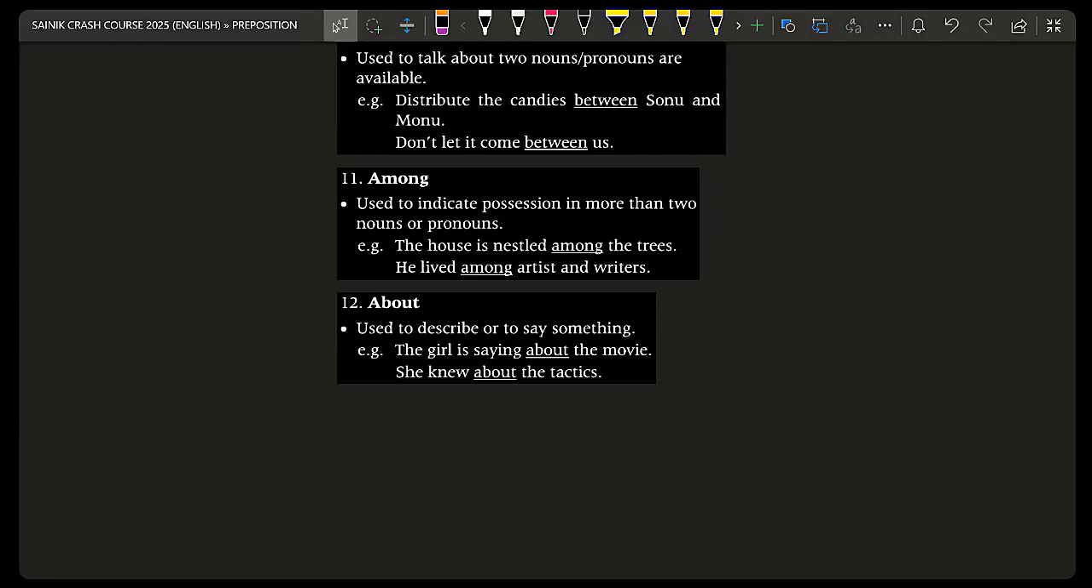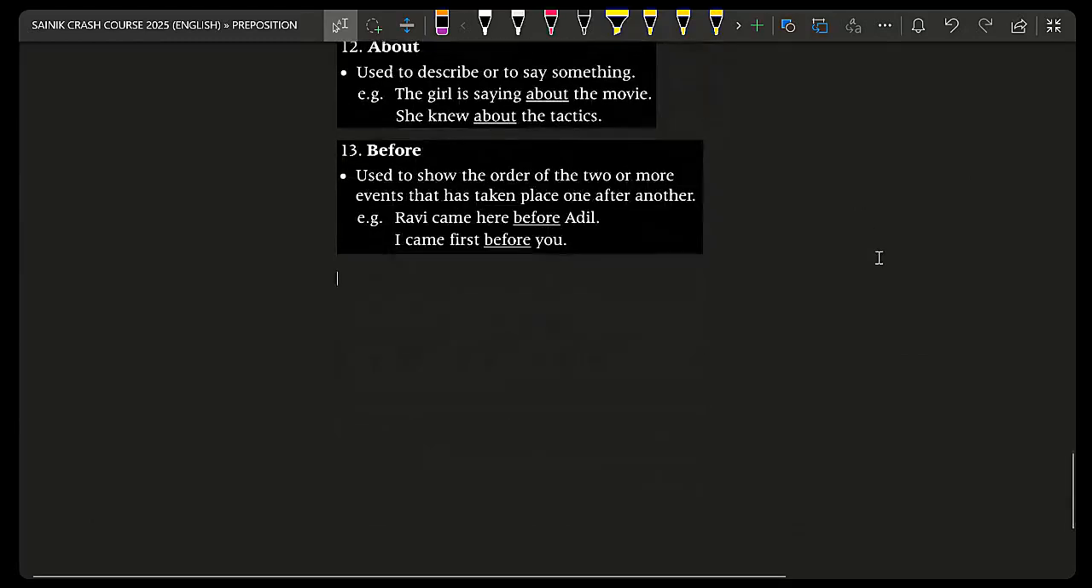Next preposition, before. Used to show the order of two or more events that have taken place one after the other. So before is basically what comes before something. That means in ordered numbers or ordered things, the initial one is before the succeeding one. Ravi came here before Adil. So who came first? Ravi came first, before Adil. I came first before you. So it's about the placement.